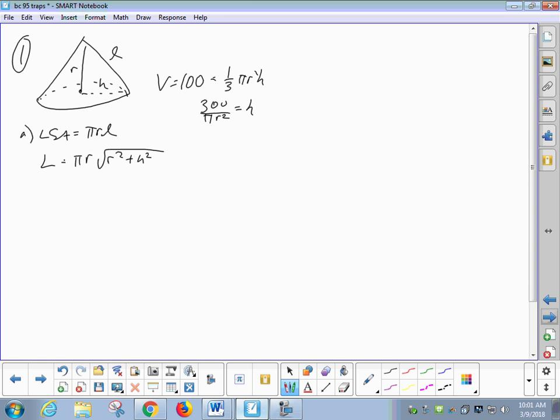Write small, by the way, because this is going to take me a couple slides or maybe more. All right, so here we go. The lateral surface area is pi r times the square root of r squared plus 300 over pi r squared, all squared.